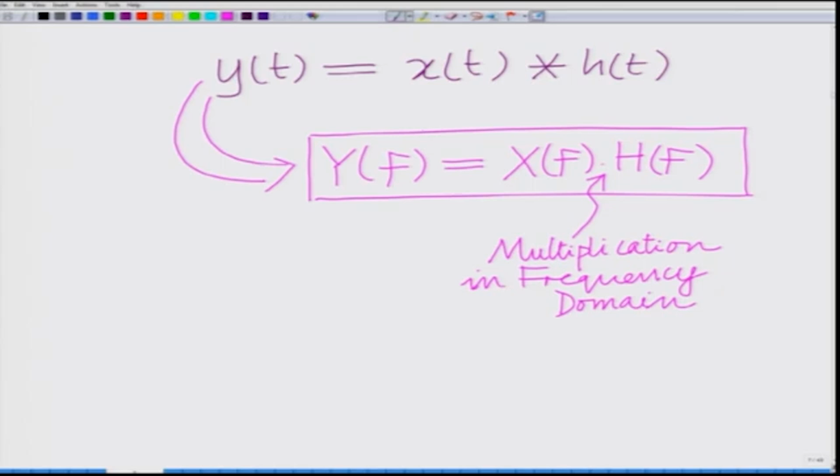This is a very interesting property: if two signals are convolved in the time domain, that is y(t) is a convolution of x(t) with h(t), then the Fourier transform of y(t), that is Y(f), is obtained by the multiplication of the Fourier transform of x(t), that is X(f), with the Fourier transform of h(t), that is H(f). So, Y(f) equals X(f) times H(f).